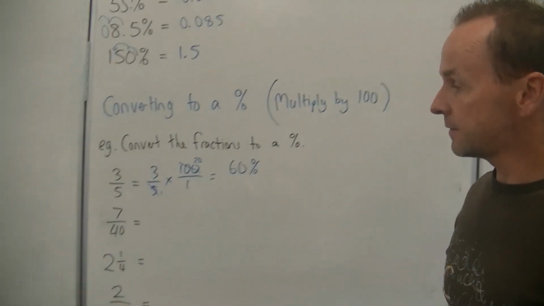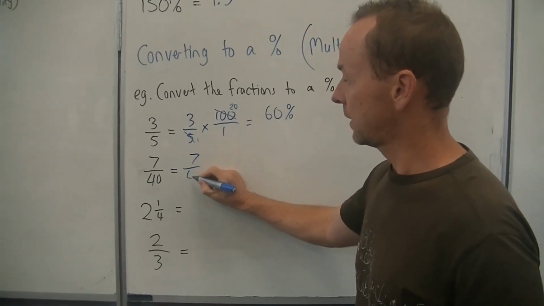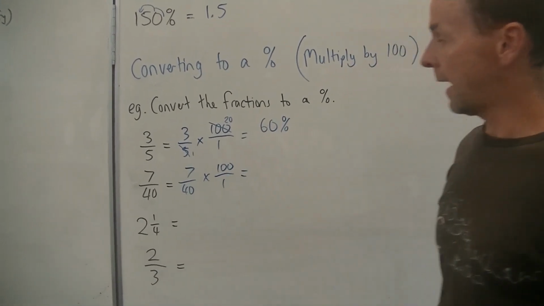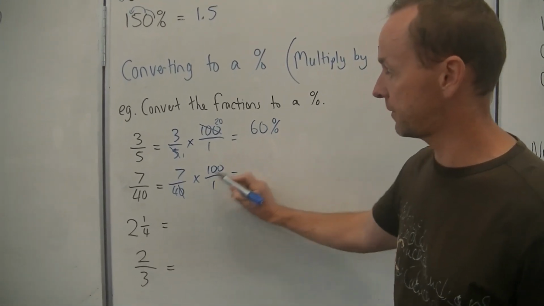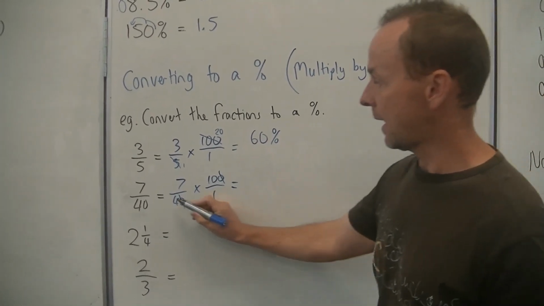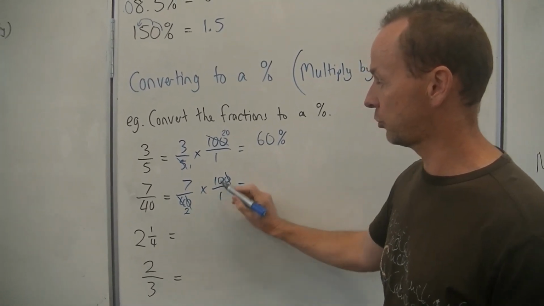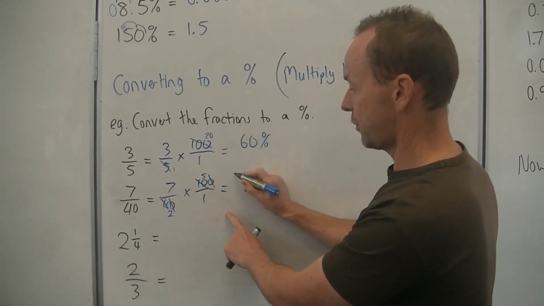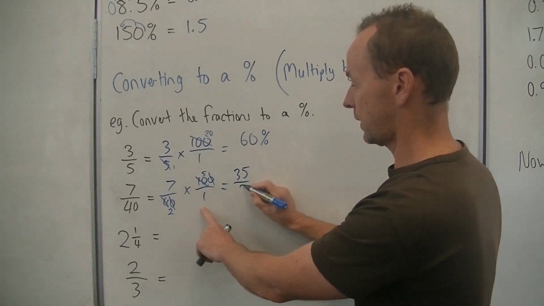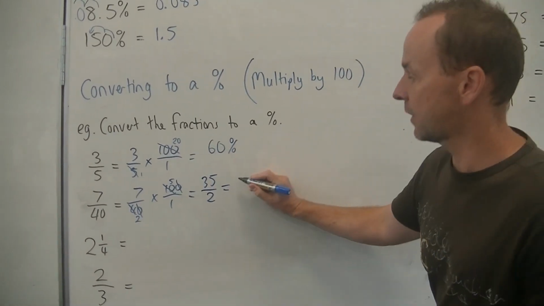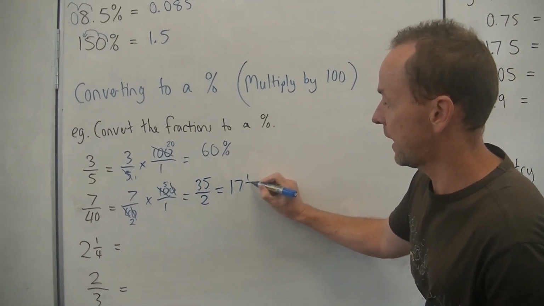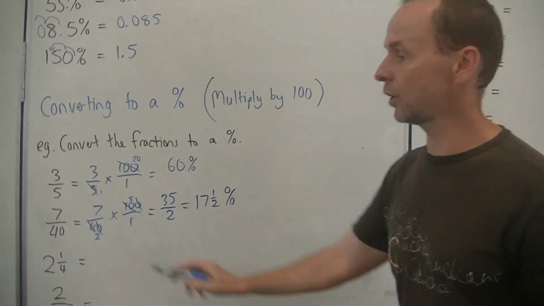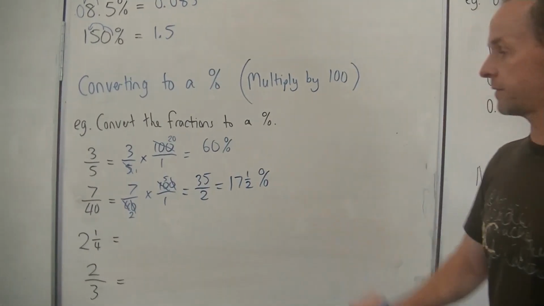Next one, 7 over 40. 7 over 40, you just times it by 100 over 1 again. And try to simplify. I'm going to chop a 0 off there and there. And 4 divided by 2, 10 divided by 2. So now we've got 7 5s are 35, over 2 times 1 is 2. 35 divided by 2 is 17 and a half. And don't forget the percent sign. So if you got 7 out of 40 on a test, you got 17.5%.